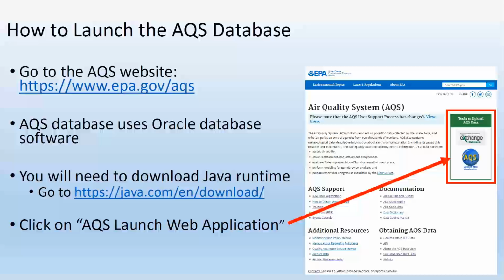Okay, how to launch the AQS database. To launch it, when the screen comes up, on the right-hand side of the screen you're going to see there are two links there. One says Exchange, the other one is AQS. So you're going to want to click on the blue button, and that will open up the AQS database for you. The AQS database uses the Oracle database, so you're going to need to download a Java runtime app that will allow you to interact with the database itself. So once you click on the AQS Launch Web application, we want to go to the next screen.